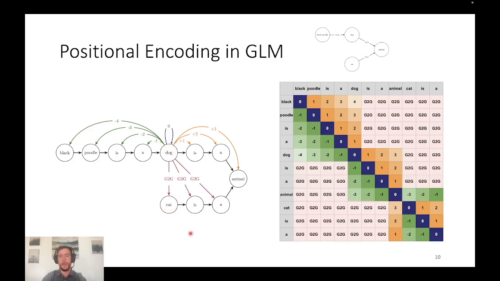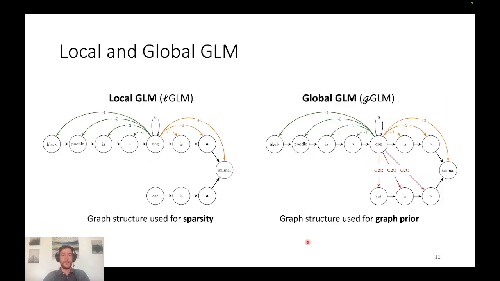Previous work has found that sometimes a global view of such a graph is helpful. Therefore, we also experiment with introducing these long-range global connections. For this, we introduce a new relative distance, namely the distance graph to graph. We initialize that with the parameters from very long-range connections in the language model, which are typically small. So here's kind of an inductive bias that these long-range connections are less important, although they are accessible. This leaves us with two versions of the graph language model. We have the local graph language model, where the graph structure is used to enforce sparsity, or the global one, where the graph structure is used to introduce graph priors.